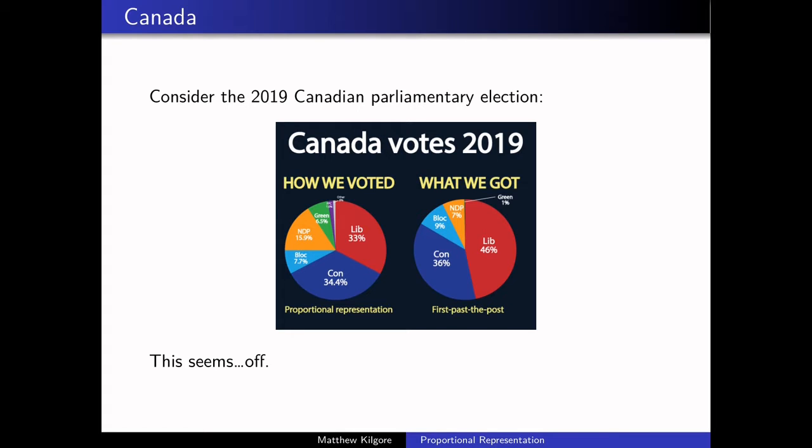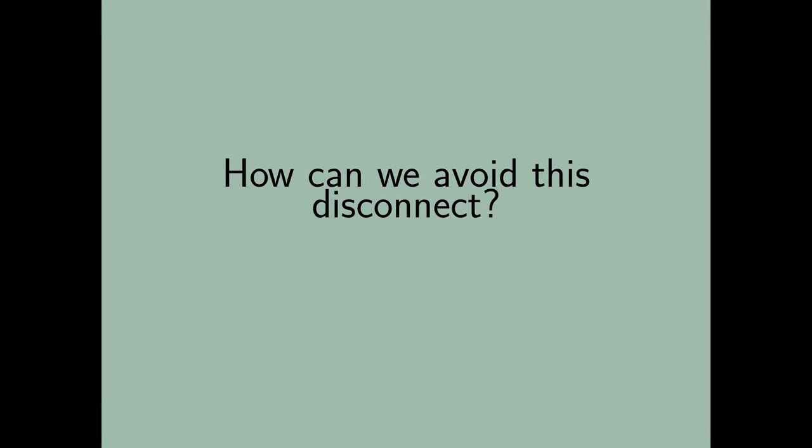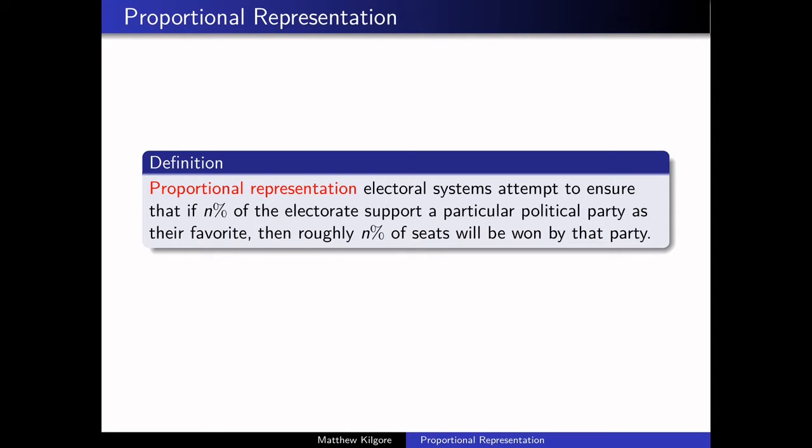That just feels off. How can we avoid a disconnect like this? Well, as you may have guessed from the title of this talk, the answer is to look at proportional electoral systems. These are defined as systems that try to make it so that if a party gets N% support, it should have roughly N% of seats. If that seems a bit ill-defined to you, then yeah, it kind of is. But I think it's pretty clear for most of us what this meant.